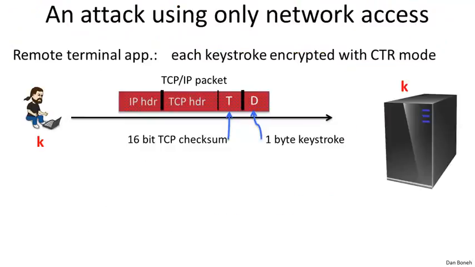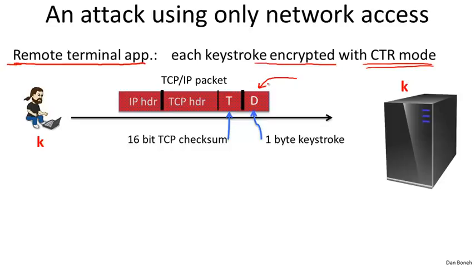I want to show you another tampering attack that only requires network access to traffic. It doesn't actually require the attacker to be present on the decryption machine. So let's look at an example where there's a remote terminal application where every time the user hits a keystroke, an encrypted keystroke is sent over to the server, and let's pretend that the encrypted keystroke is encrypted using counter mode. So here you have the TCP/IP packet. D here corresponds to the 1 byte keystroke, and as we said, it's encrypted using counter mode.